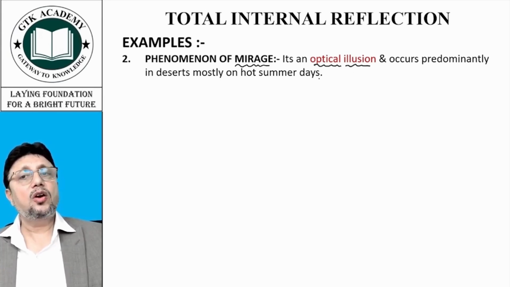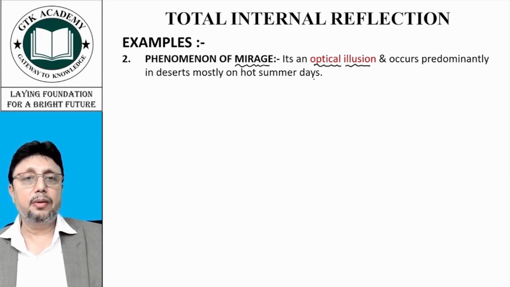You see what is not there, and it happens predominantly in deserts during hot summer days. Even you can see it in cities. I'll just show you how. But it's an optical illusion, and the reason is total internal reflection. Now let me explain how it happens.